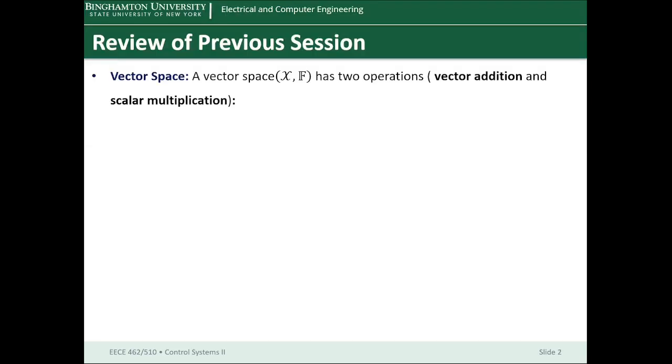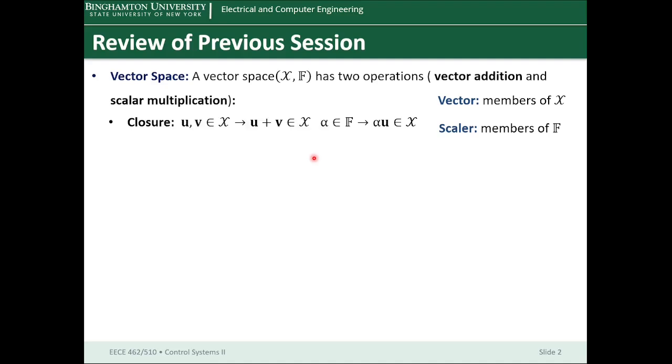In the last lecture, we started our journey into linear algebra by talking about some fundamental definitions. We said that a vector space is a set X over a field F. We show that X and F together with two operators, vector addition and scalar multiplication. These two operations must satisfy certain rules called axioms. Here, members of X are called vectors and members of F are called scalars. First, X must be closed under both operations.